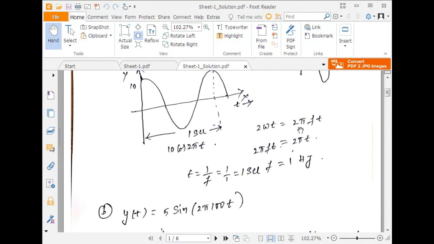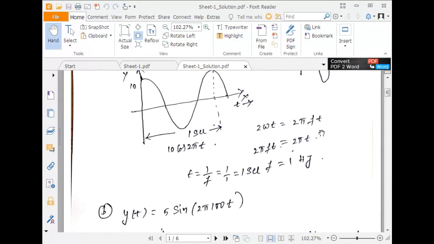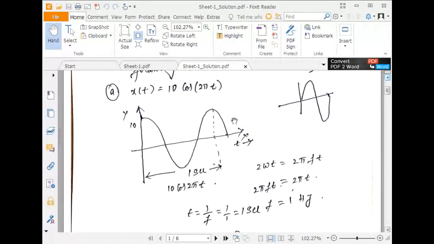Omega equals 2 pi f. Then in the place of 2 pi f, in the question it is given as 2 pi t. Substitute here, then you will get f as 1 hertz and t as 1 second. Doctor, can you explain the question from the beginning?